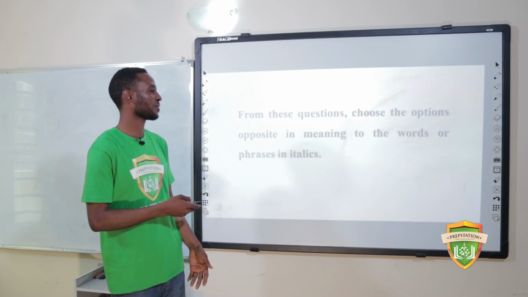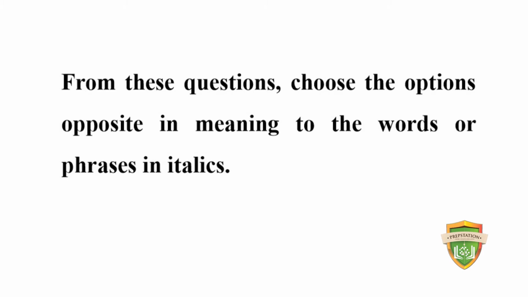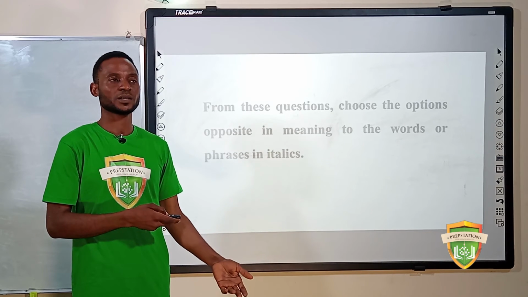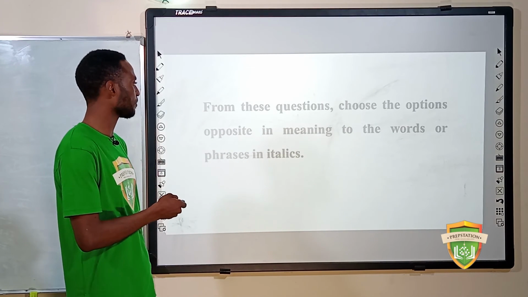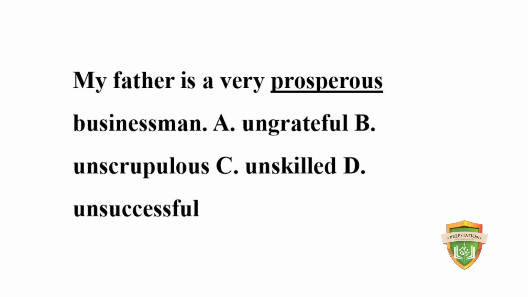Okay, so let's check another one. This time around you have an instruction which says, from these questions, choose the options opposite in meaning to the words or phrases in italics. Now we talked about antonyms, opposite in meaning, and we tried to look at some examples. So let's see some of the questions. My father is a very prosperous businessman. A, ungrateful. B, unscrupulous. C, unskilled. D, unsuccessful. So what is the opposite of prosperous amongst the options given?